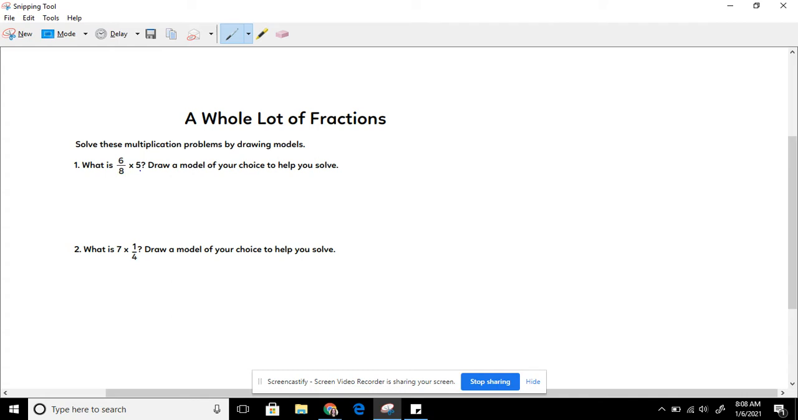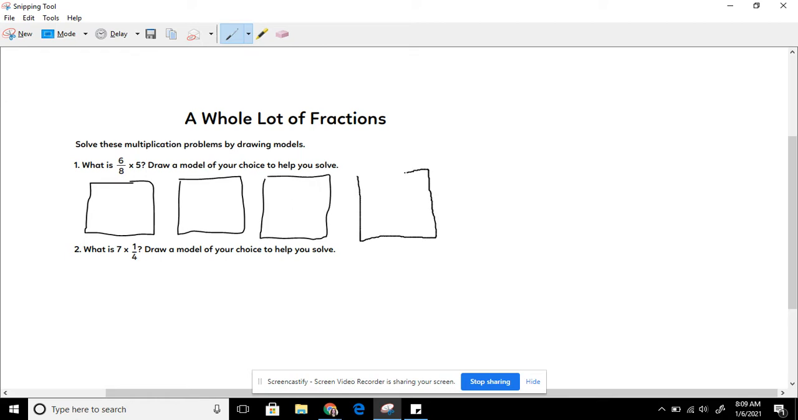So how we're going to break this up and how we're going to draw our models is we're going to look at our whole number. Our whole number tells us how many wholes we need to have. So 5. So I'm going to start by drawing my 5 wholes. And again, drawing on a computer is not the easiest, so it's not going to be very neat. So I'm going to start by drawing 5 wholes. There's 3, 4, and 5. Okay, so I've got my 5 wholes. That's what my whole number 5 tells me to do, is draw those 5 wholes.